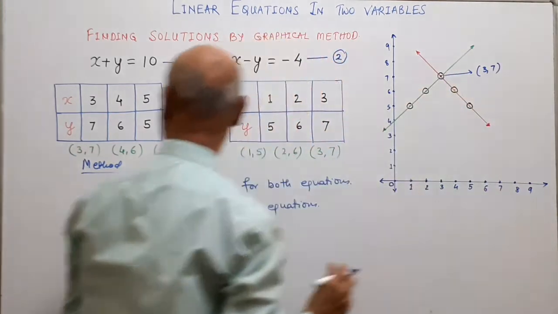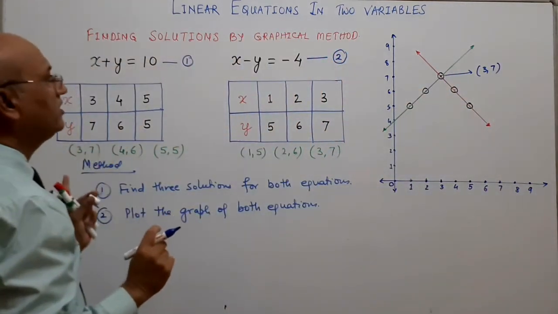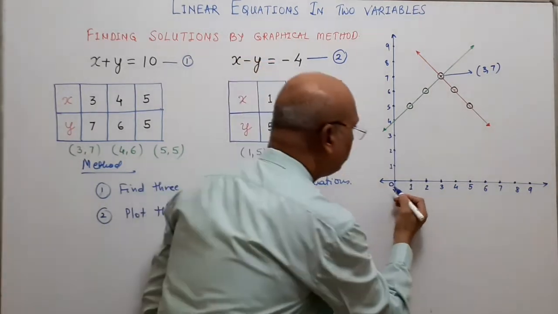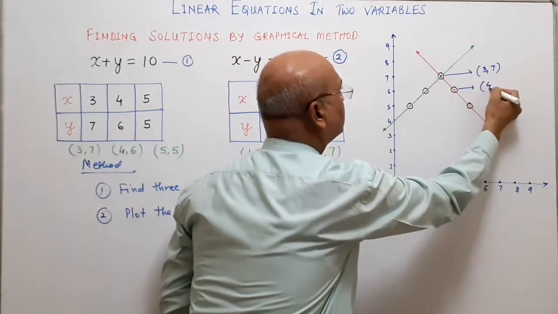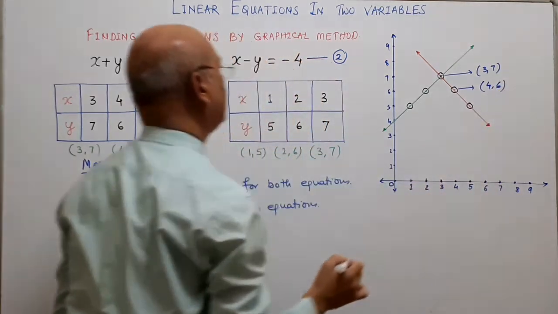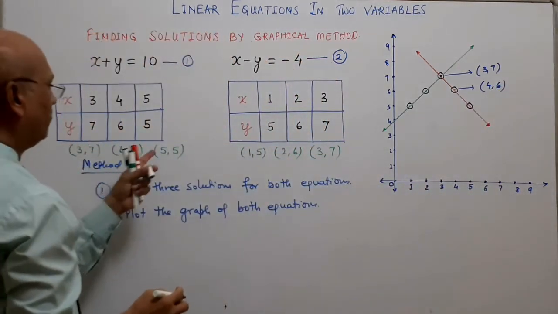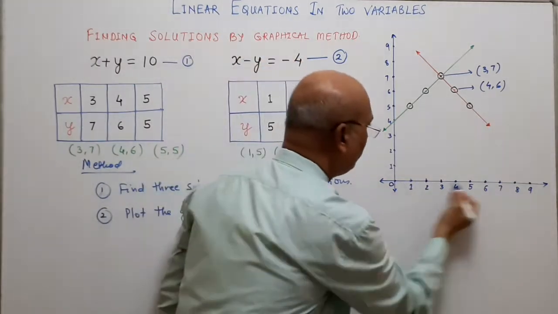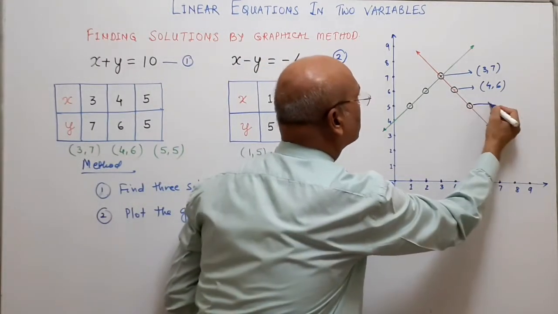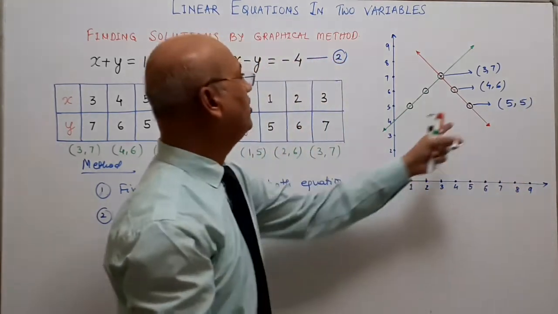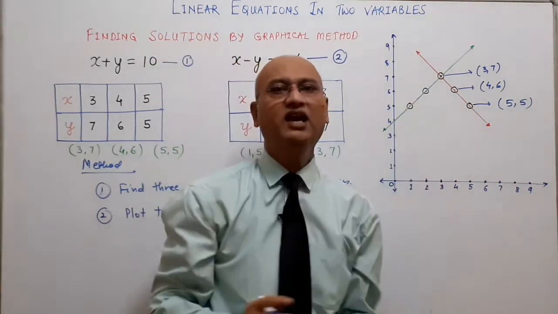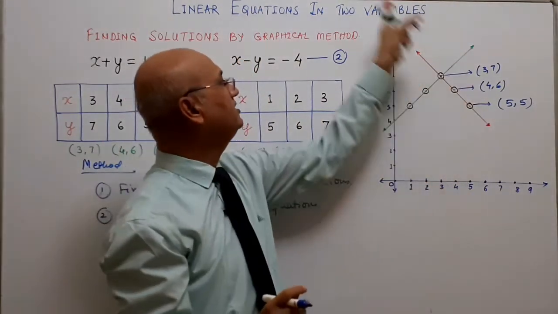Second is (4, 6). This is the point, so we label it as (4, 6). Third point is (5, 5). This is the point. Now if you join these, you can see the red line. I have joined these three points.